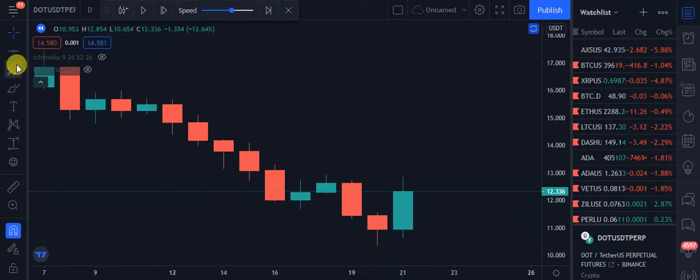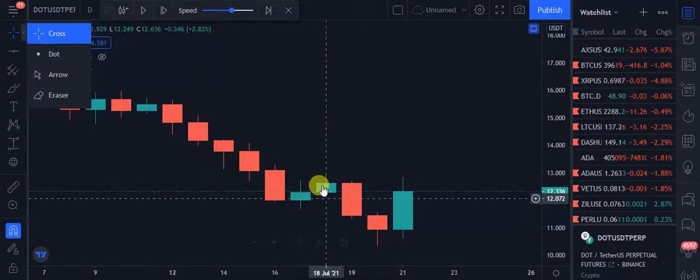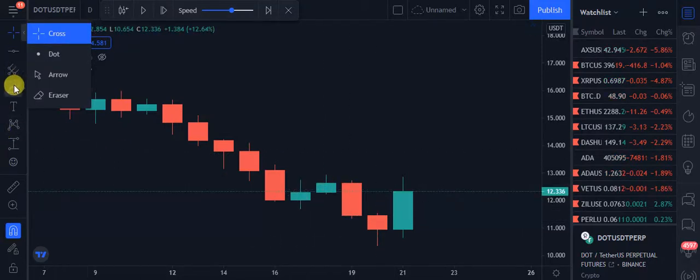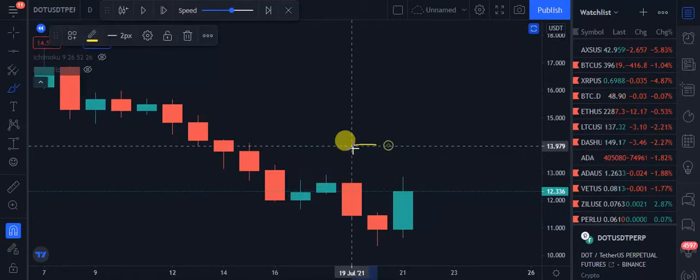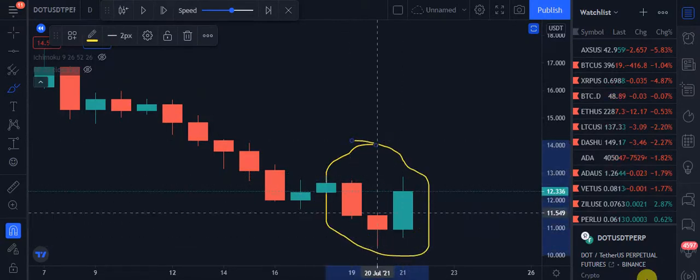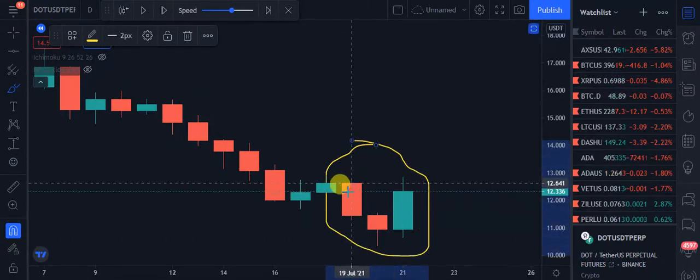Do you understand? Because if you look at this previous red candle, or in norms, if you are doing a simple candlestick analysis, just use the last 3 candles. Do you understand? Now look at this first red candle.